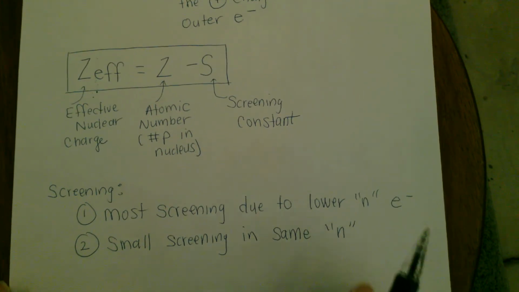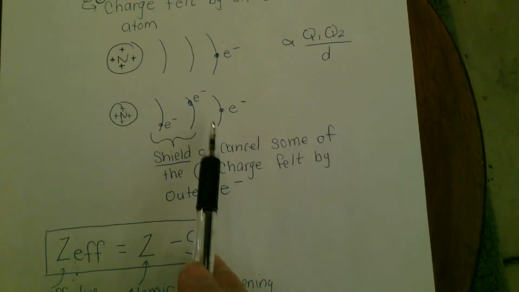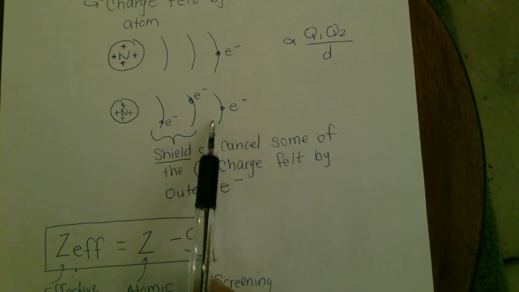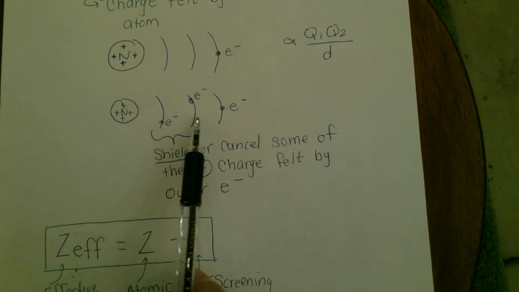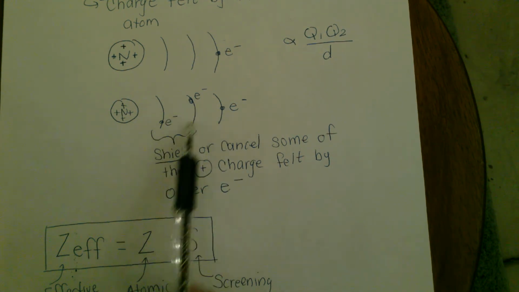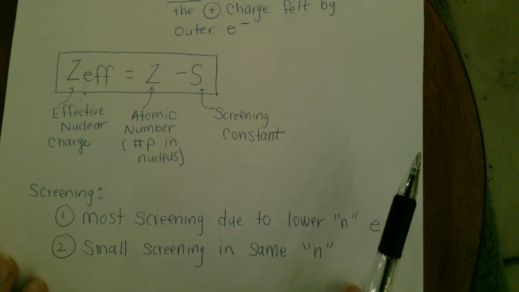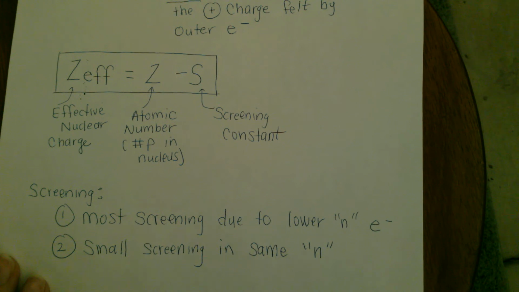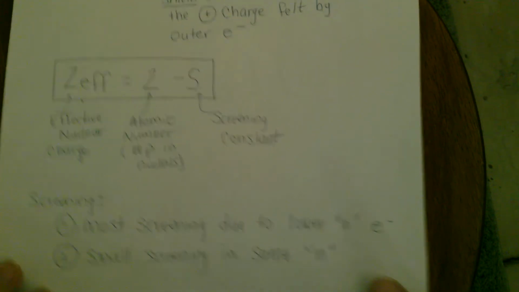Okay, so as we work through this chapter, we're going to see, number one, most of the screening is done due to electrons in lower n values. This electron was in this drawing in n equals 3, so it's being screened by n equals 1 and n equals 2 quite effectively. But we're also going to see that you can have screening if you're in the same shell as well. So we do get a small effect from electrons in the same shell.